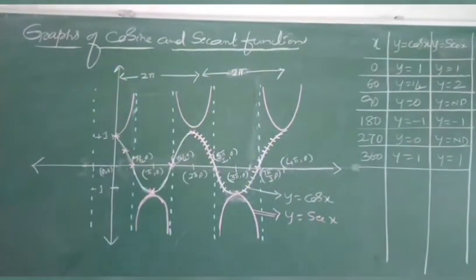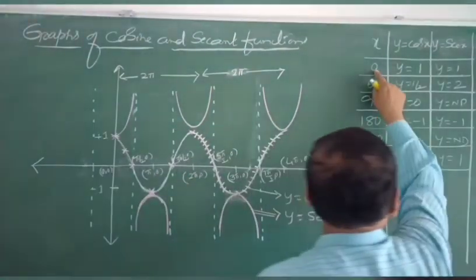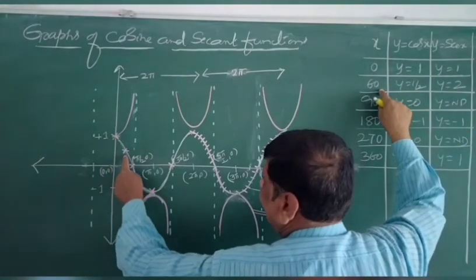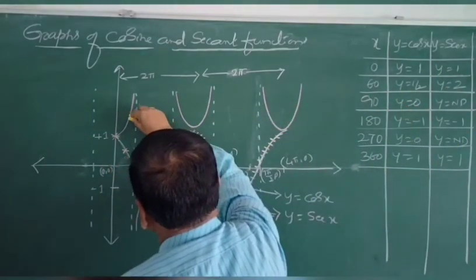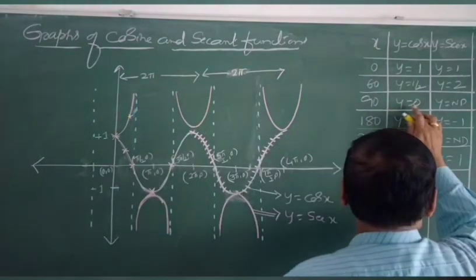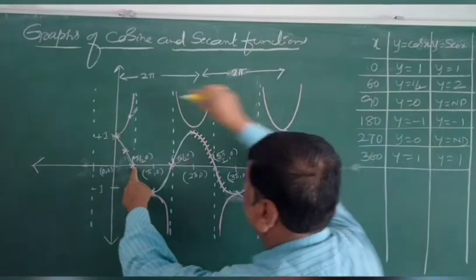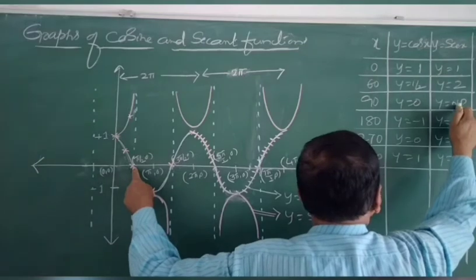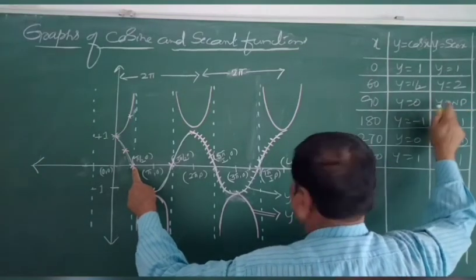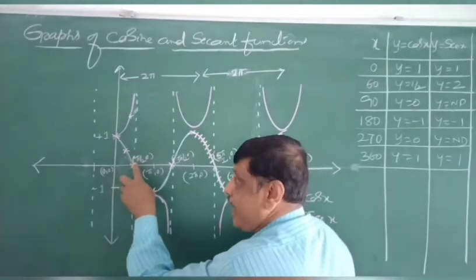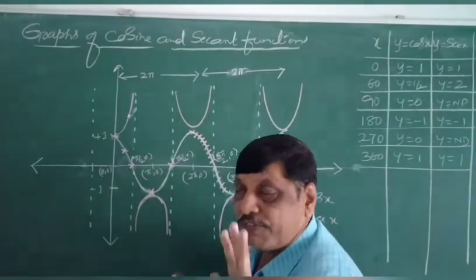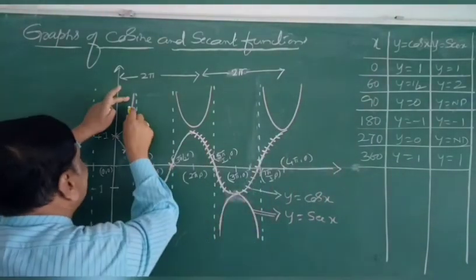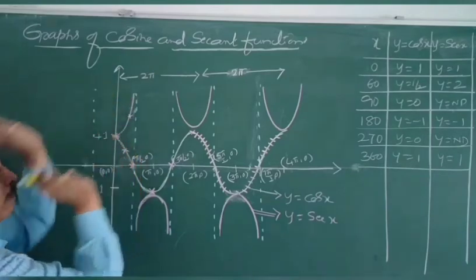Next, let us move to y equals secant x. When x is equal to 0, y equals 1. When x equals 60 degree, y equals 2. Next, when x equals 90 degree, it is not defined. At the value of x equals 90, we do not get a real number satisfying the secant function. Hence, here the curve and this line do not meet each other.